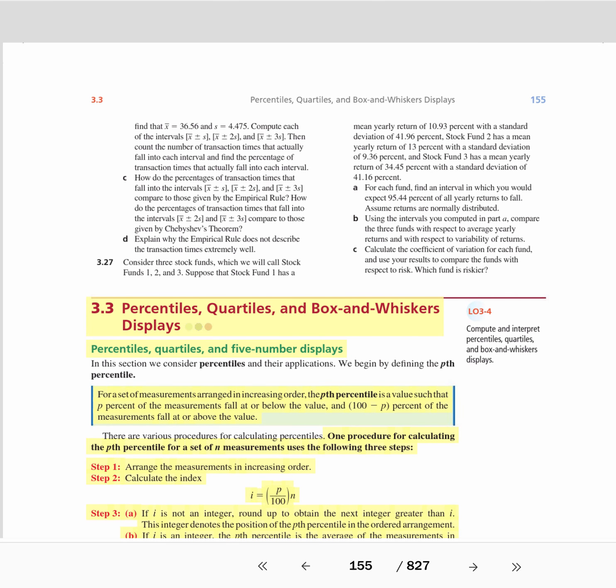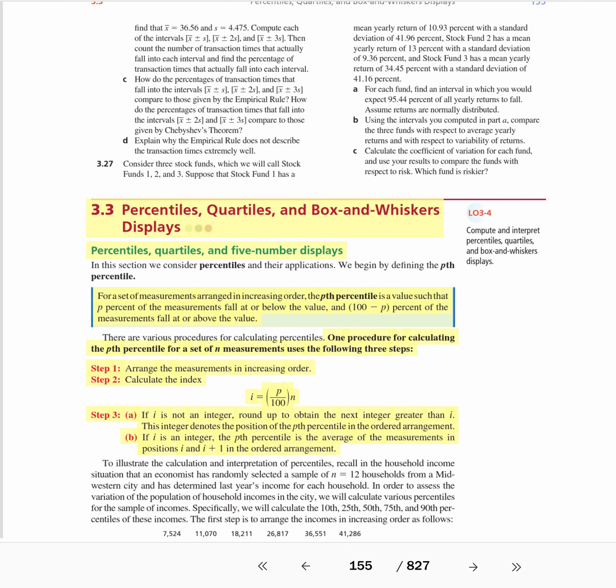In this video, we're going to go over the concept of percentiles, quartiles, and box and whiskers displays, a way to describe your data when you have skewed data, extremely skewed left or right. First of all, what is a percentile?